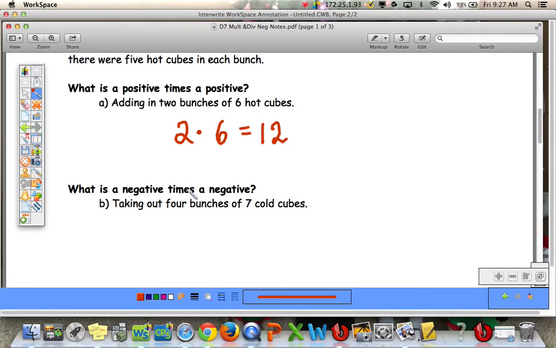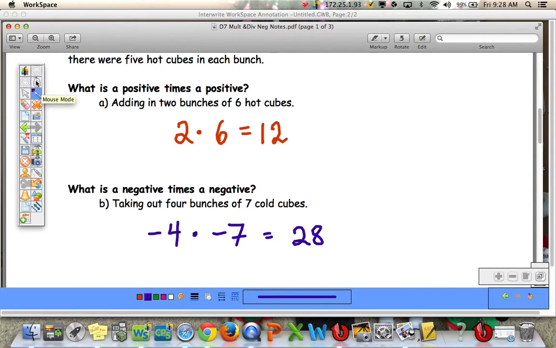What's a negative times a negative? That's like taking out 4 bunches of 7 cold cubes. So taking out is minus, and cold cubes are minus, and a negative times a negative, what does that equal? It's a positive because you're taking out cold cubes, and if you're taking out cold cubes, the answer then will be positive. The temperature will increase by 28. So a negative times a negative is a positive. A positive times a positive is also a positive.